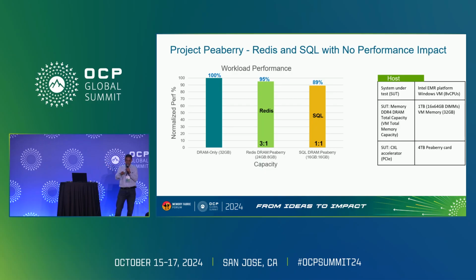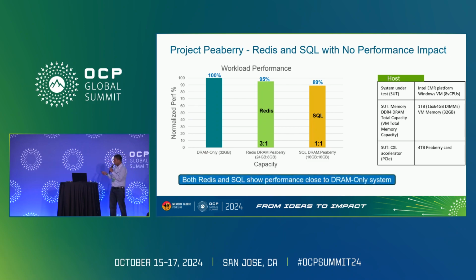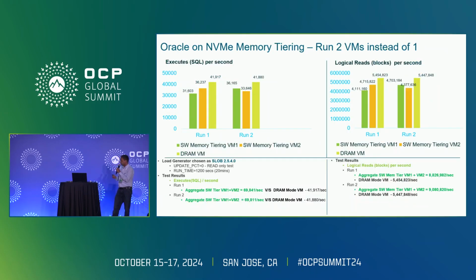Suppose you have a 1 terabyte VM, and you want to make it a 2 terabyte VM, running SQL. We in fact have that experiment where we create a 2 terabyte VM without any significant decrease in performance, but by just adding a small cost to your host. So again, it shows that it comes close to a DRAM system.